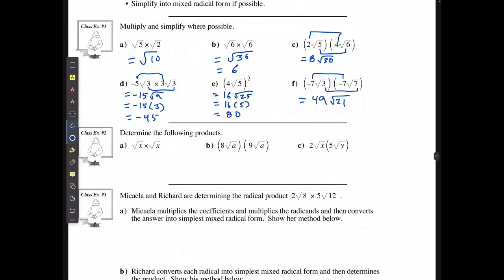Now, if I have variables, I'm following basically the same process. x times x is just going to be x squared. The square root of x squared is actually just x. 8 times 9 is going to be 72, and the square root of a times a is a squared, and the square root of a squared is just a. 2 times 5 is going to give me 10, and x times y is just xy, and that can't get simplified.